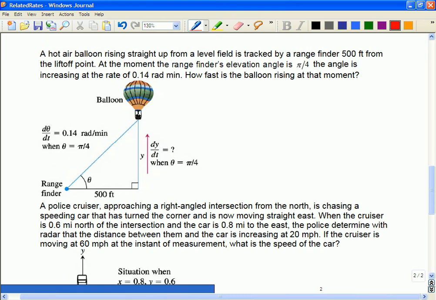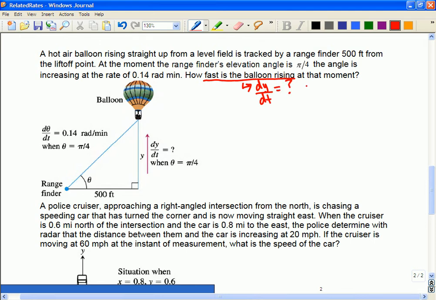Okay, a hot air balloon. It's rising straight up, and it's tracked from 500 feet from the liftoff point. At the moment, the range finder's elevation angle is pi over 4. It's increasing at 0.14 radians per minute. How fast is the balloon rising at that moment? So you should be able to read that and interpret that as height. Here it's labeled as y. We're trying to find the change in the height of this balloon with respect to time.